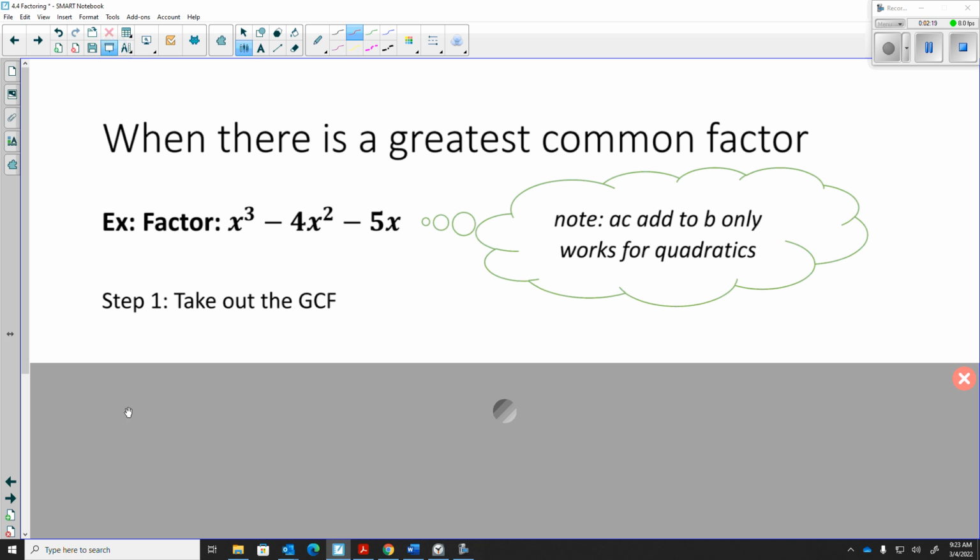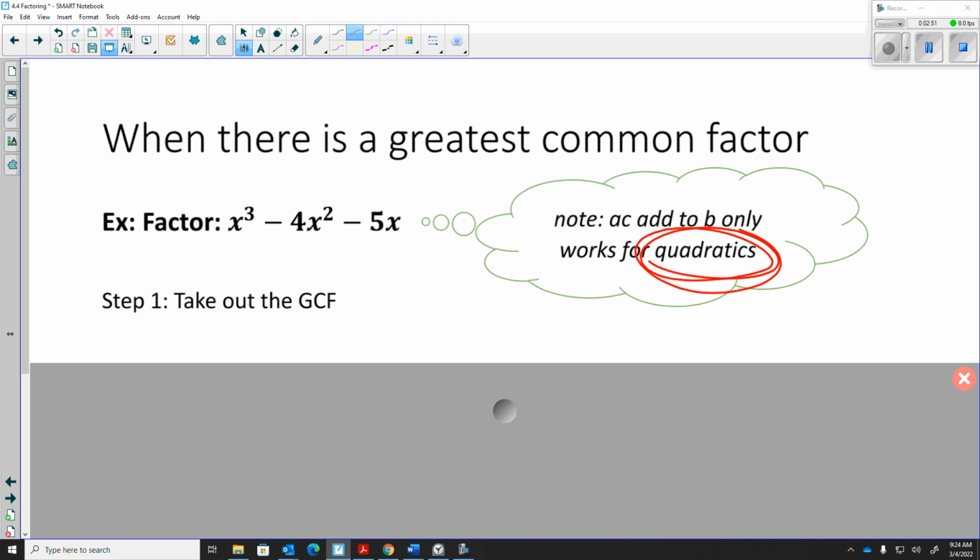So it tells me to factor this thing, x cubed minus 4x squared minus 5x. Now, you might dive right in and say, oh, let's do a times c, add to b, our big thing. But that only works if something is quadratic. Is that quadratic? No. What degree is that thing? Cubic, right? Third degree. Degree 3. So it's not a quadratic. I can't do a times c. But that does not mean that I can't factor it. I just have to do some other stuff.